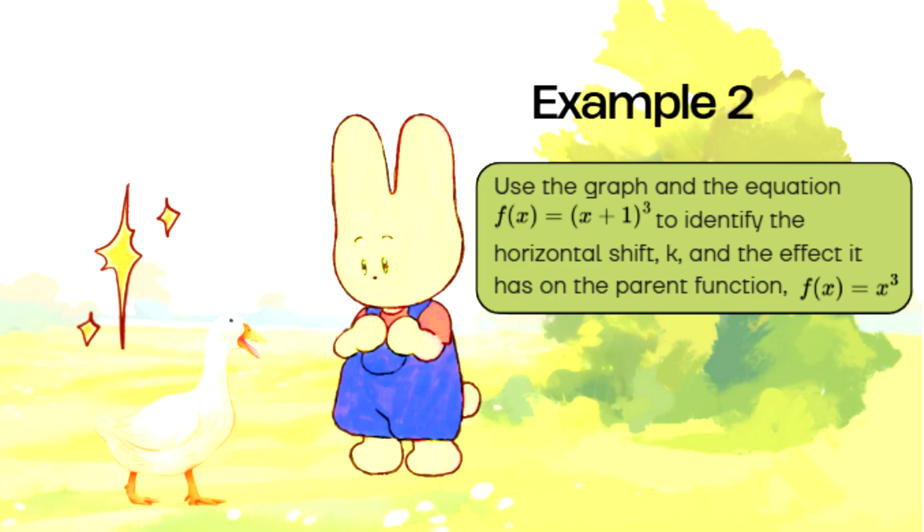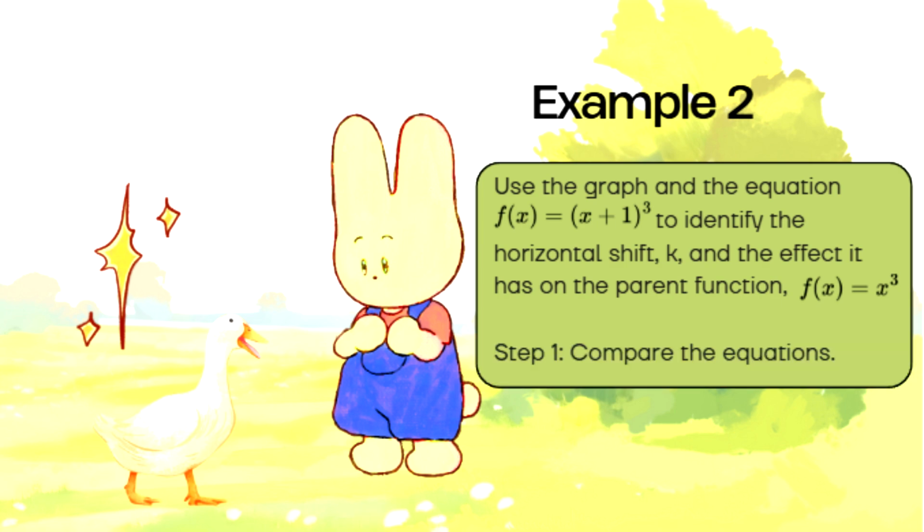Example 2, use the graph and the equation f of x is equal to (x plus 1) cubed to identify the horizontal shift k and the effect it has on the parent function f of x is equal to x cubed. First we're going to compare the equations. The difference between this equation and this equation is this plus 1. Right now I can tell you what k is. K is equal to the opposite. So k is negative 1.